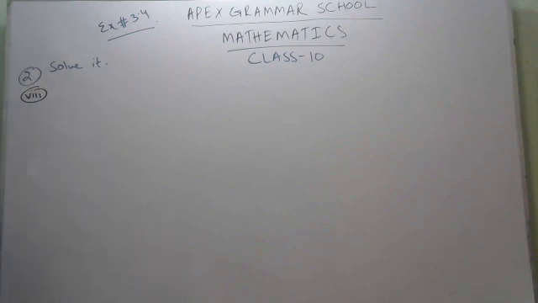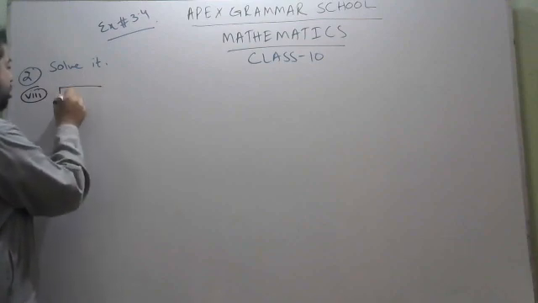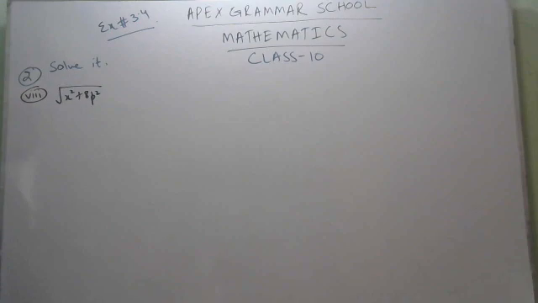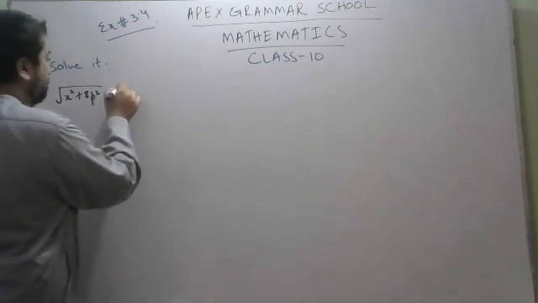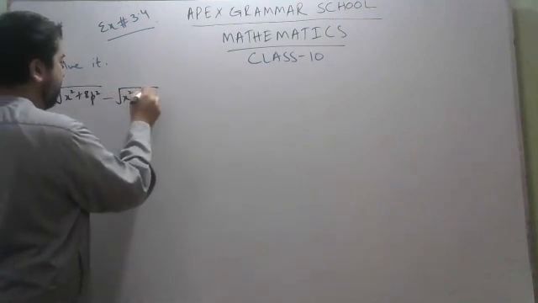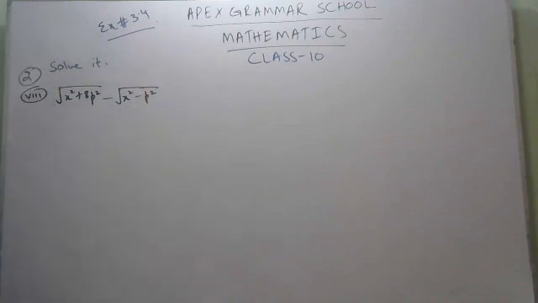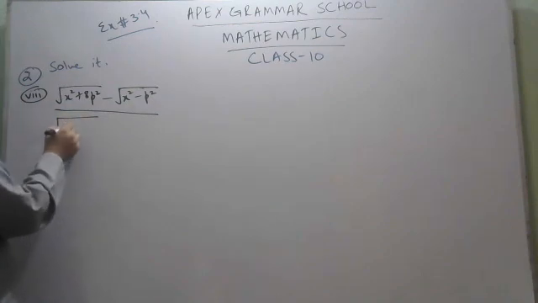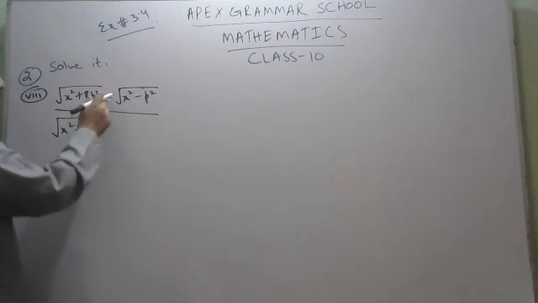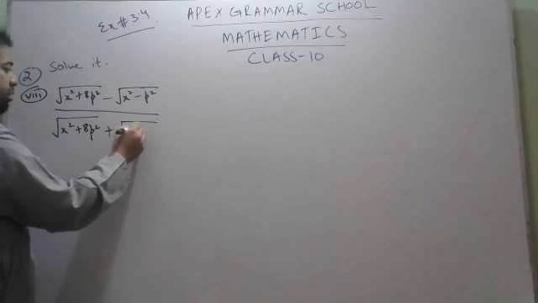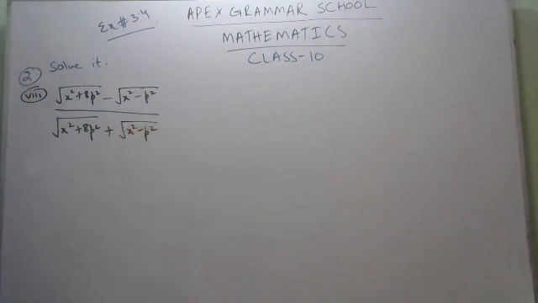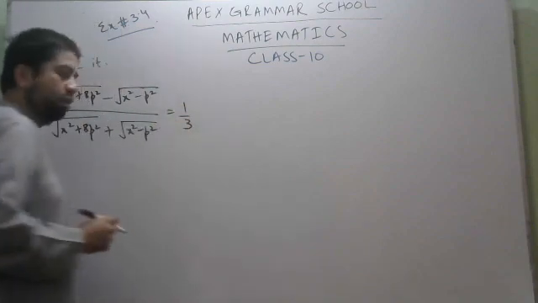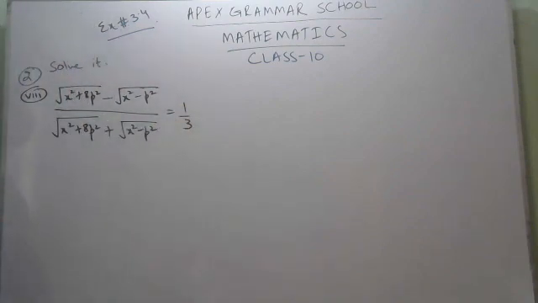Part number 8 is square root x square plus 8b square minus square root x square minus b square, and the denominator is again the same thing but with a positive sign. Between them is equal to 1 by 3. Now again we need to solve this.